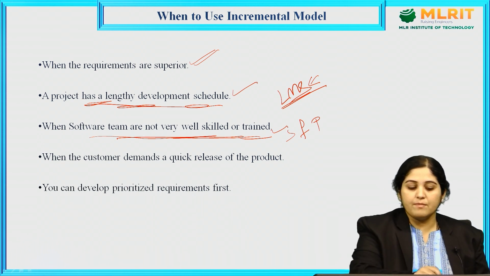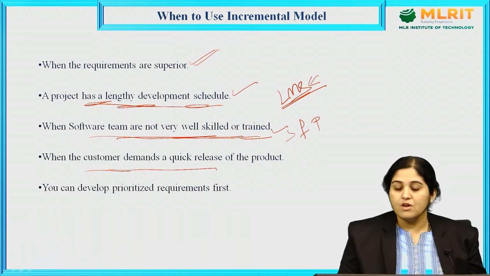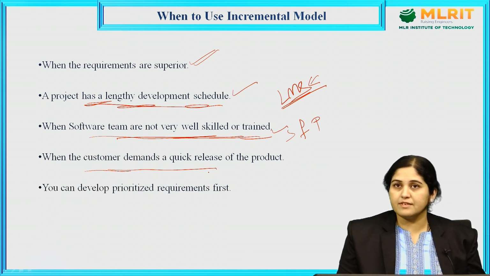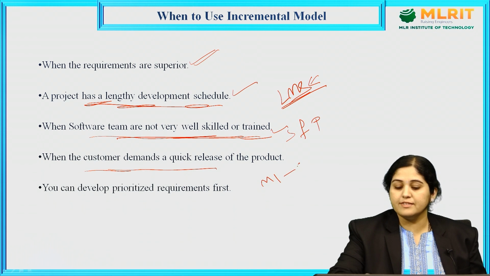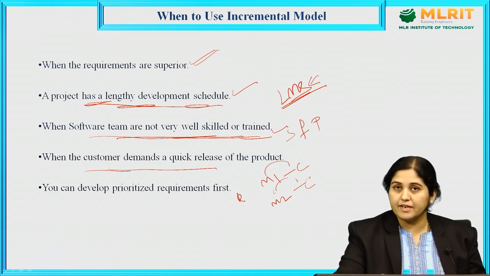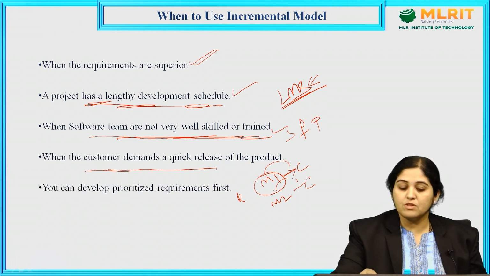Next comes when the customer demands a quick release of the product. Quick release of the product means we are developing model 1 and releasing it to the customer, and again we are going for another incremental model called model 2. Model 1 is done and released to the customer, and we are working on model 2, it is done, released to the customer. So customer involvement will be there every time we collect requirements, and whenever the development stage has been done, we are releasing it to the customer.